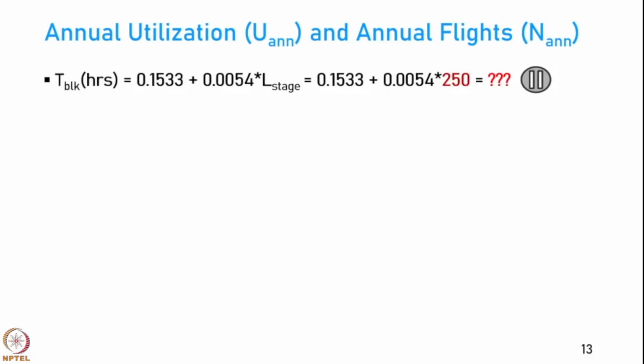So, here is your first calculation. If the stage length is 250 nautical miles, we need to calculate what would be the block time required, how much time will be required for operating one flight of 250 nautical miles. So, please do the calculation, the numbers are in front of you, 0.1533 plus 0.0054 times 250. What is the value? Please take a pause here and calculate. The value turns out to be 1.503 hours. So, this flight has a block time of 1.503 hours, nearly 1.5 hours, a 90 minute flight.